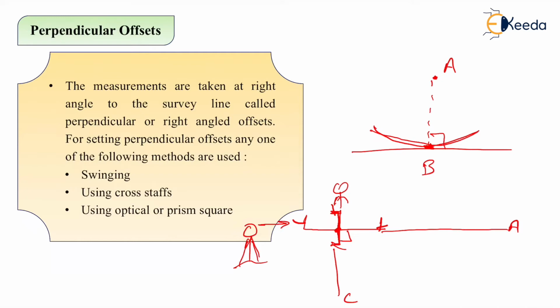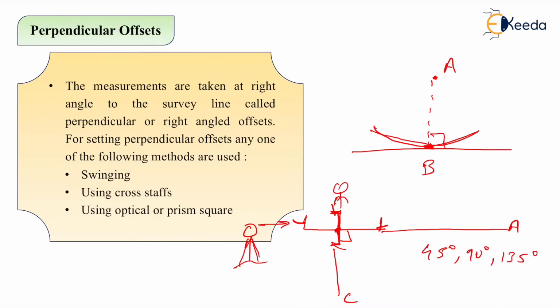And another is the French cross staff. French cross staff is the same as the open cross staff, but it can be used to establish angles of 45 degree, 90 degree as well as 135 degree. So it has divisions and openings at 45 degree, whereas the open cross staff has openings at 90 degree. Next is using an optical square.